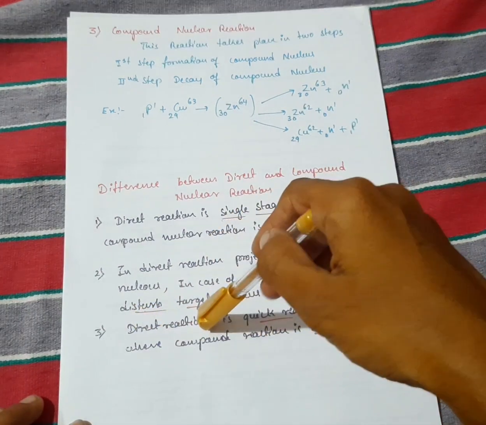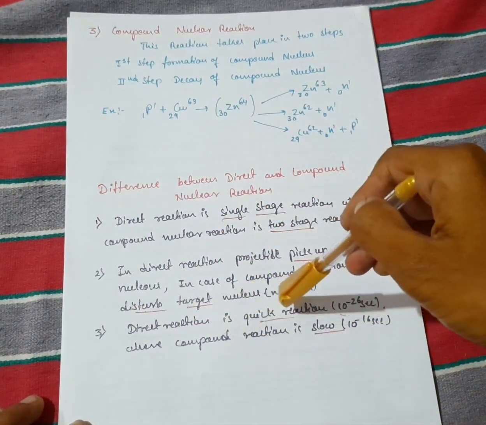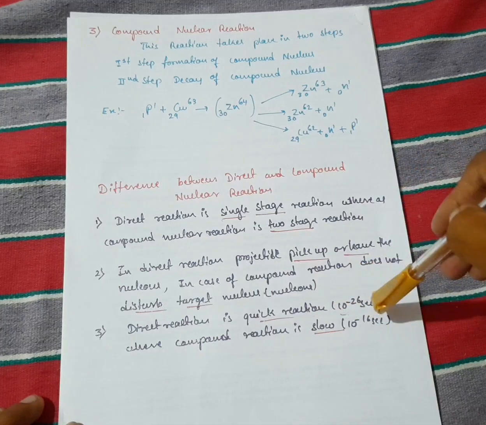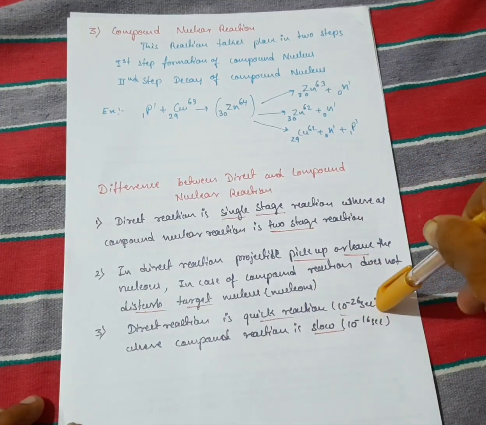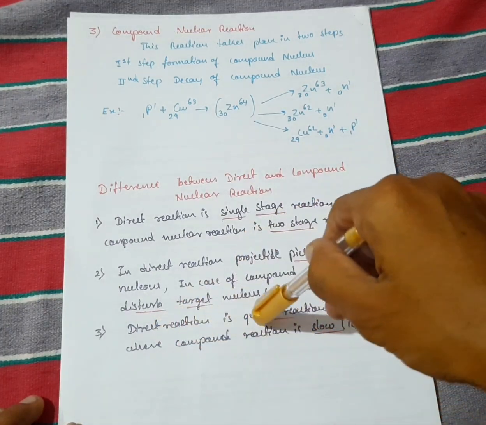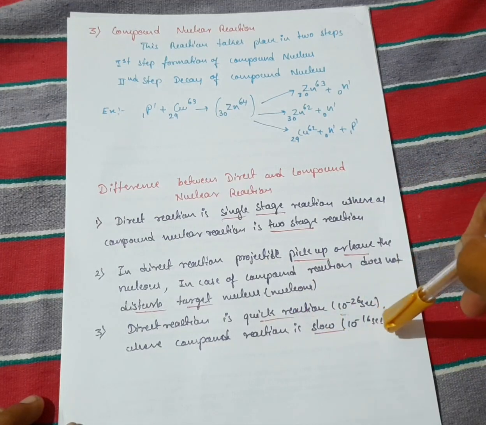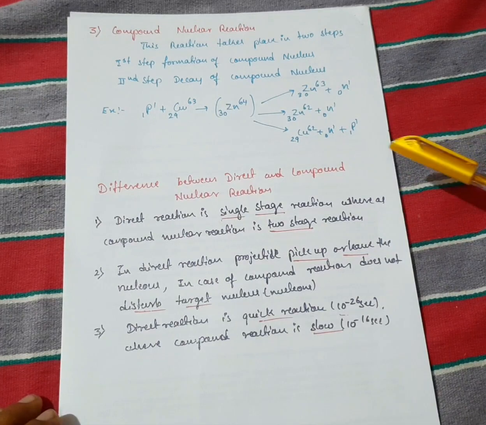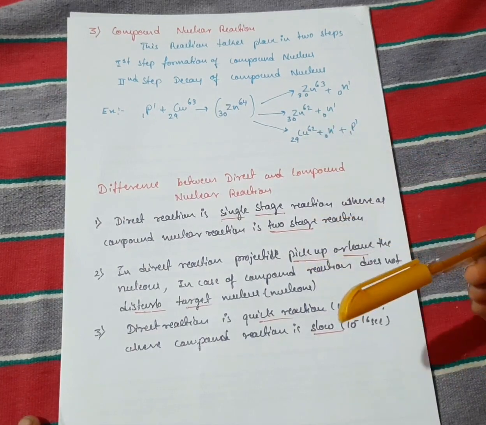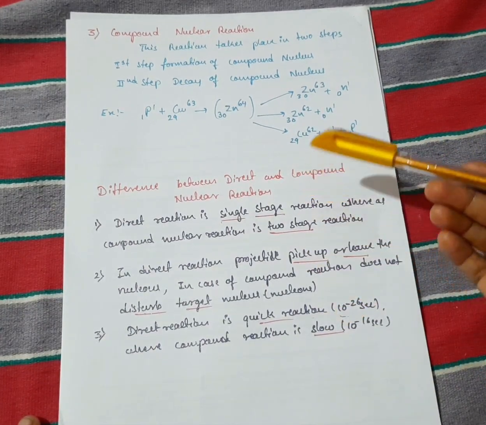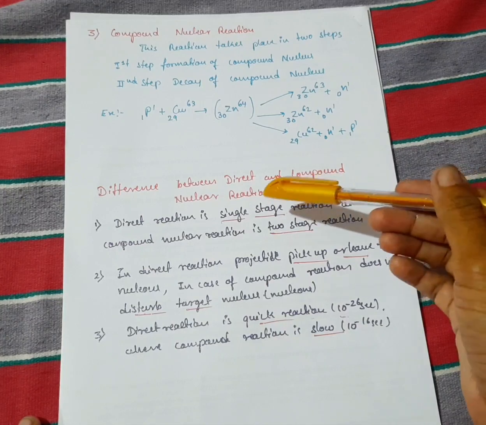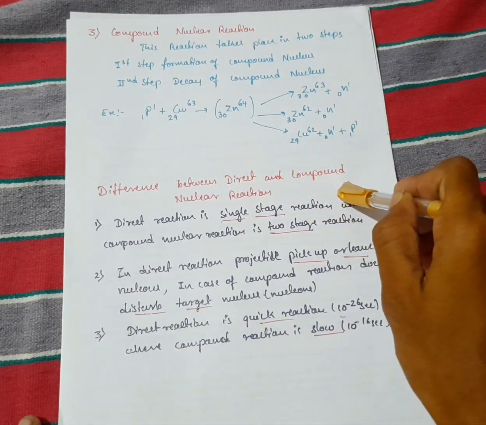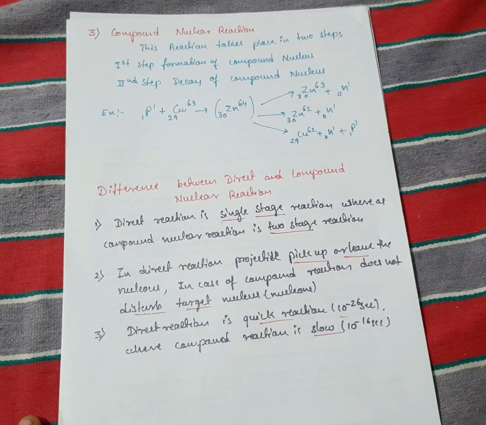The third difference is that a direct reaction is quick, of the order of 10 to the power minus 26 second, whereas a compound reaction is slow, of the order of 10 to the power minus 16 second. So this is all about the types of nuclear reaction and the difference between direct reaction and compound reaction.